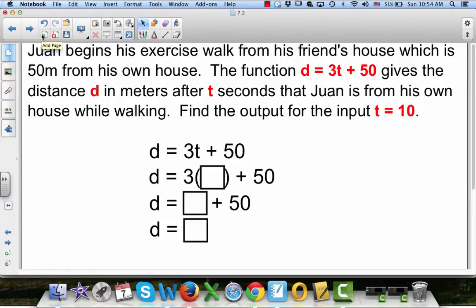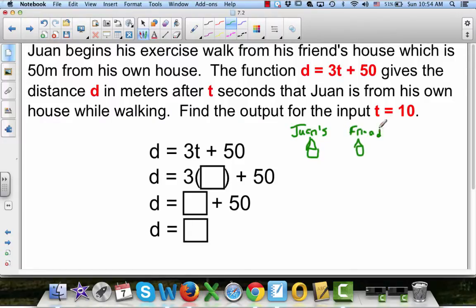Juan begins his exercise walk from his friend's house, which is 50 meters from his own house. Let's look at this first before we move on. So here's Juan's house. And then over here is his friend's house. Oh, his friend's roof is messed up. But anyway, that's his friend's house. Can you read that? Of course you can. You're used to my writing already. So this is 50 meters.